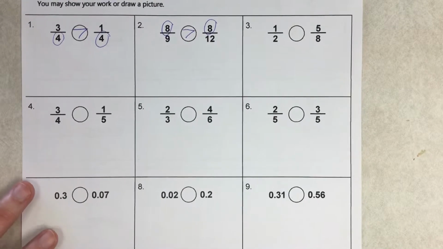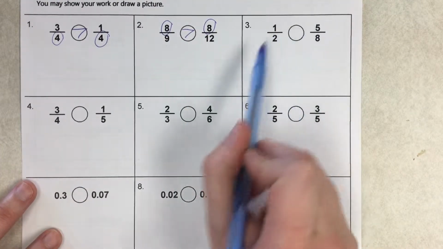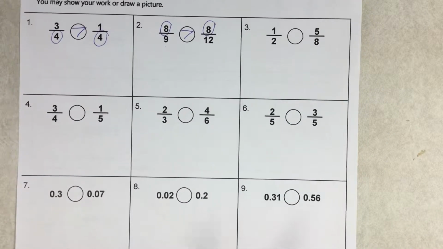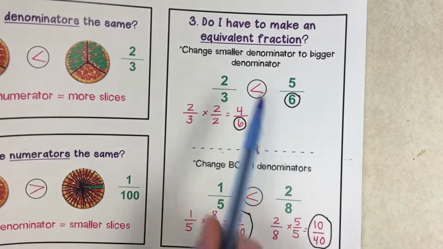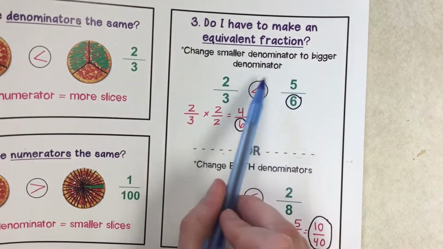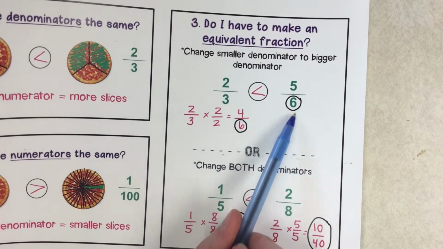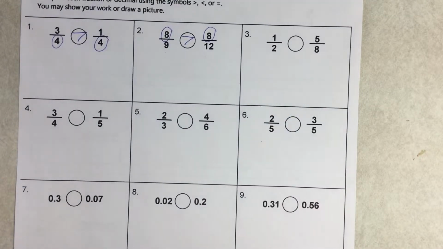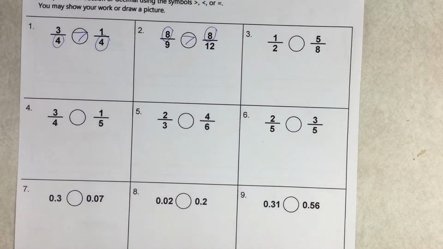Okay. Let's look at number 3, 1/2 compared to 5/8. Numerators are different, denominators are different, so I'm going to have to make an equivalent fraction. There's 2 ways to make an equivalent fraction. I can change the smaller denominator to the bigger denominator. Like here, I can do 3 times something to get me to 6. Let's see if I can do this here. Can I do 2 times something to get me to 8? Yes, I can, and that way I can change 1/2 and I don't have to change 5/8.